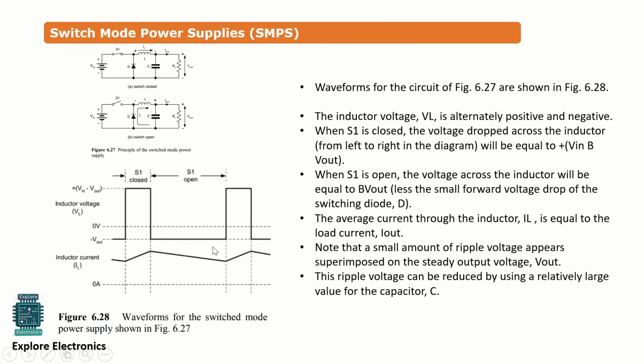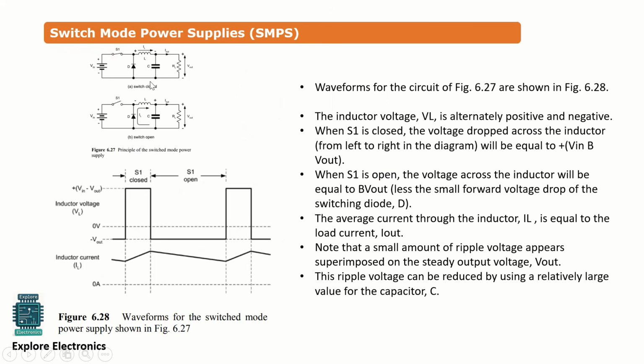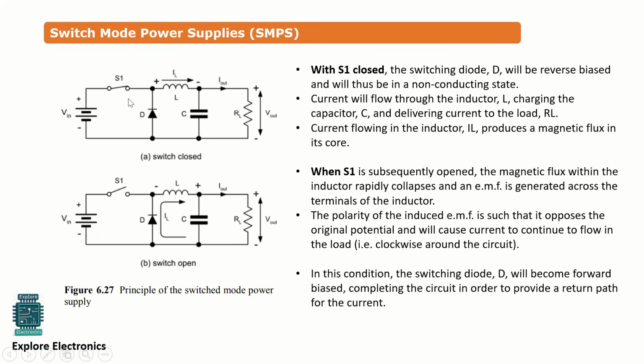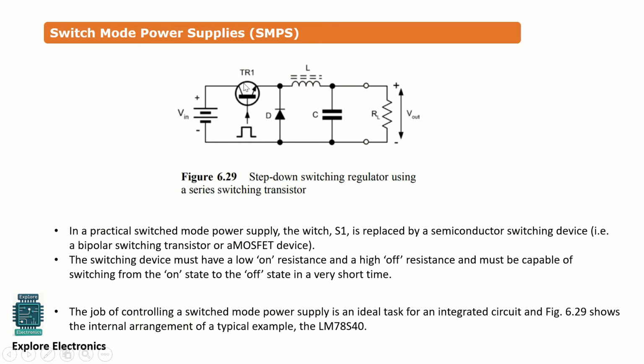Okay, there are some ripples present here. These ripples can be eliminated or reduced by using a large capacitor in the circuit. Then we need to understand that this switch we have in this circuit can be automated to open and close by using a transistor. We can use a BJT or we can use a MOSFET over here. So this S1 will be replaced by a BJT now.